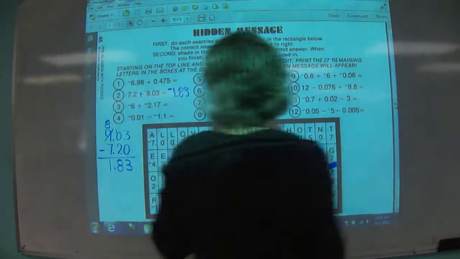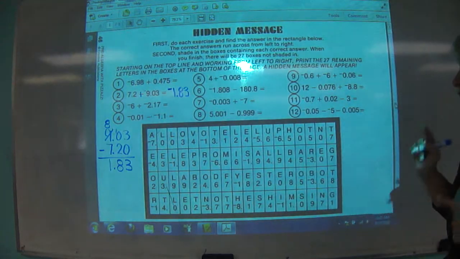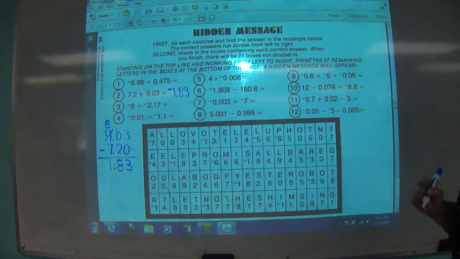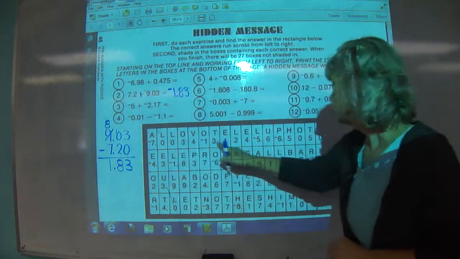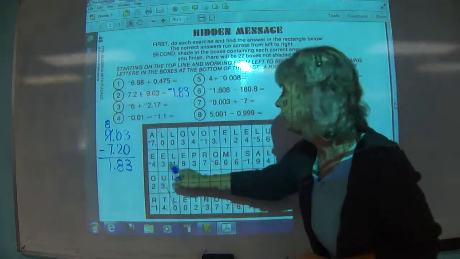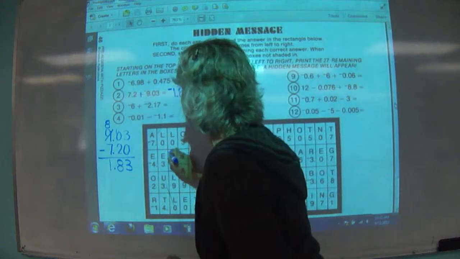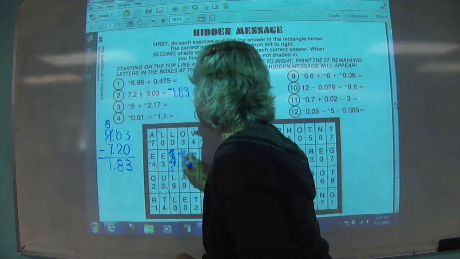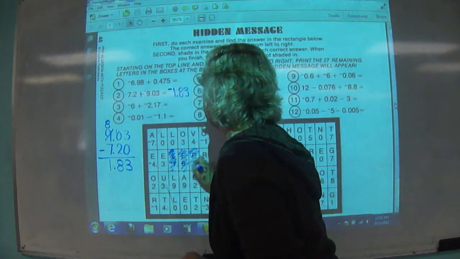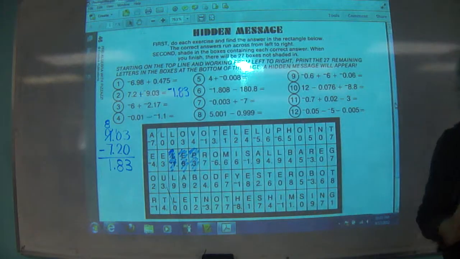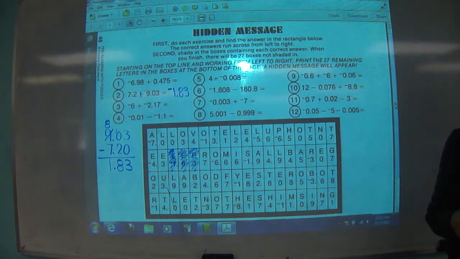83/100. And the way we solve the puzzle is we find it somewhere in the puzzle in order. So we're going to find negative 1 83/100 and shade it in. Does that make sense? Good.